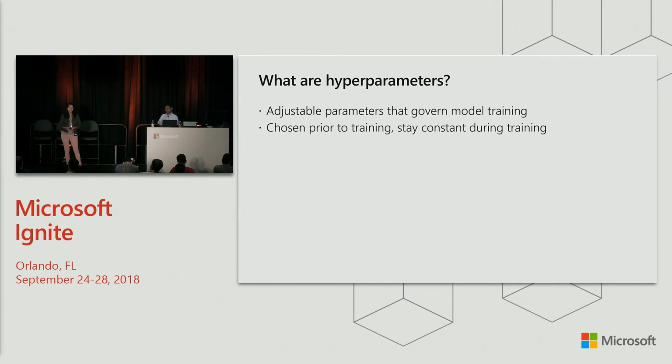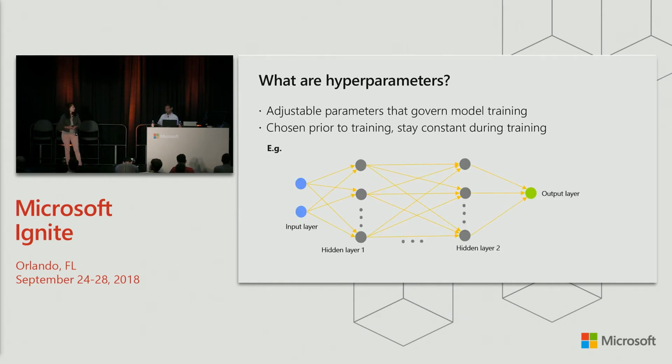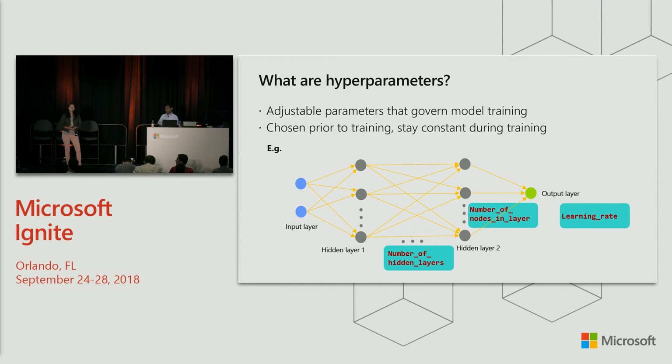For example, when you're training a deep neural network, before you start your training, you will need to select hyperparameters like the number of hidden layers in your network, or the number of nodes in each layer. This would also include things like learning rate, which is a measure of how quickly your network abandons its old beliefs for new ones, and batch size, which tells you how many training samples you'll have in each iteration.